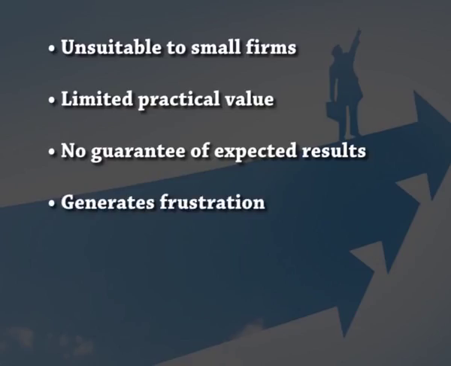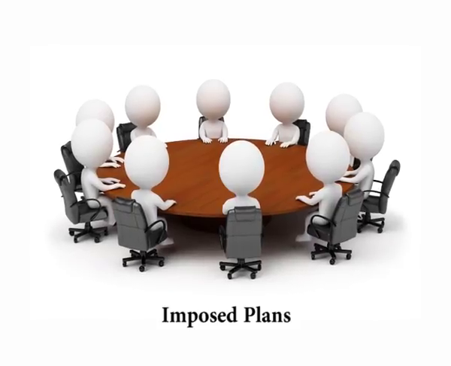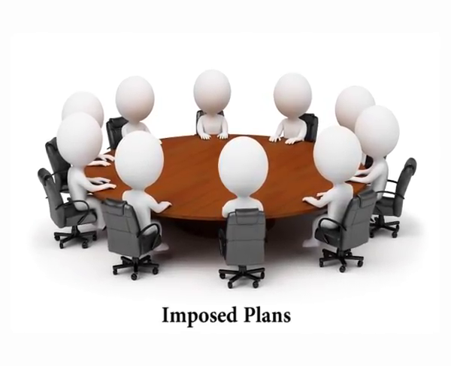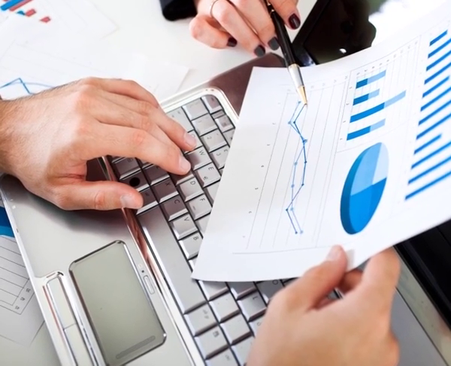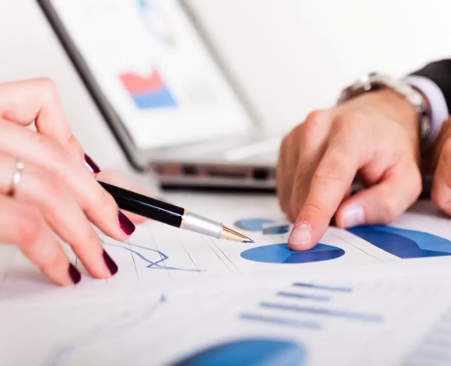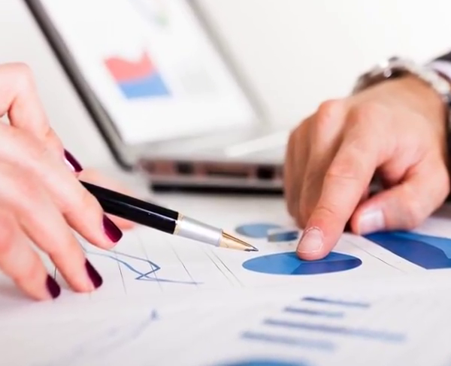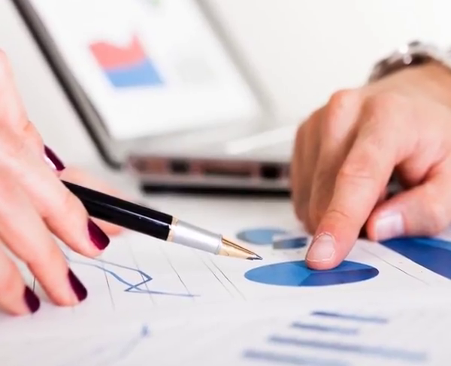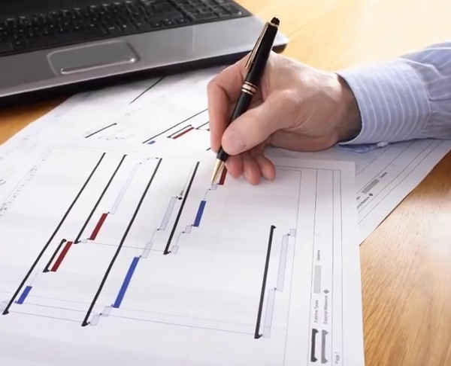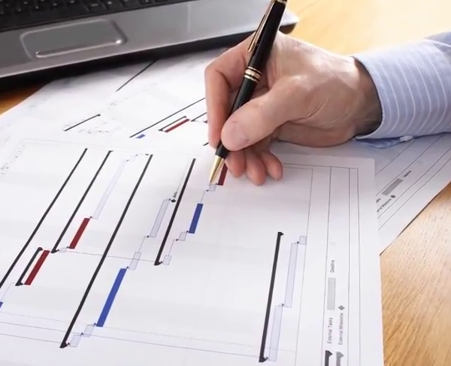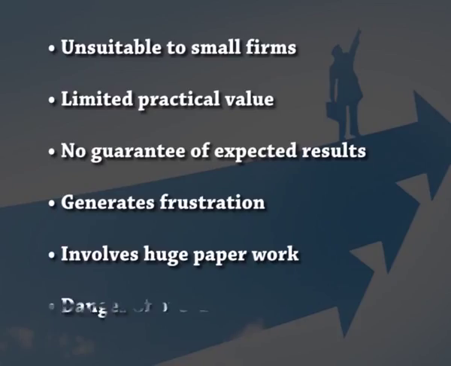It also generates frustration. At the lower levels, plans are imposed on the employees. No consideration is given to their difficulties, views and opinions. The targets may be too ambitious and the employees may not be able to achieve them in spite of their best efforts. This leads to frustration among employees at lower levels. It involves huge paperwork. Planning involves huge paperwork in the preparation of master plan and departmental plans. Danger of overdoing. Sometimes planners overload the workers. Elaborate reports are prepared without practical utility.